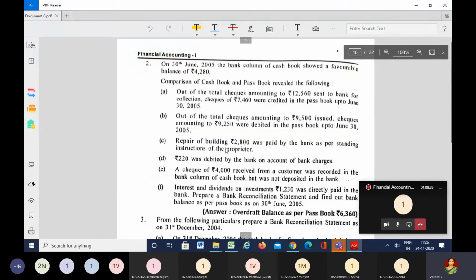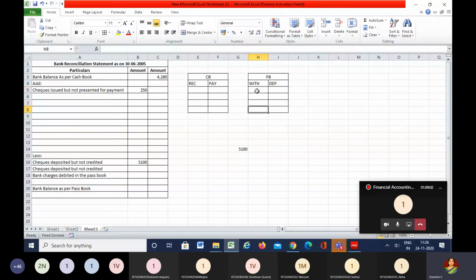Repair of building 2,800 was paid by the bank as per the standing instructions of the proprietor. As you have seen, like insurance premium paid by the bank as per the standing instructions of the customer. Proprietor means here the owner of the business, right? As he instructed the banker to pay towards the repairs of the building, that is 2,800, the bank has already paid. When the bank has paid, the first entry will be given in the passbook. So 2,800 has been debited in the passbook, but there is no entry made in the cash book. So what is going to happen here? What will be the effect on the balances?